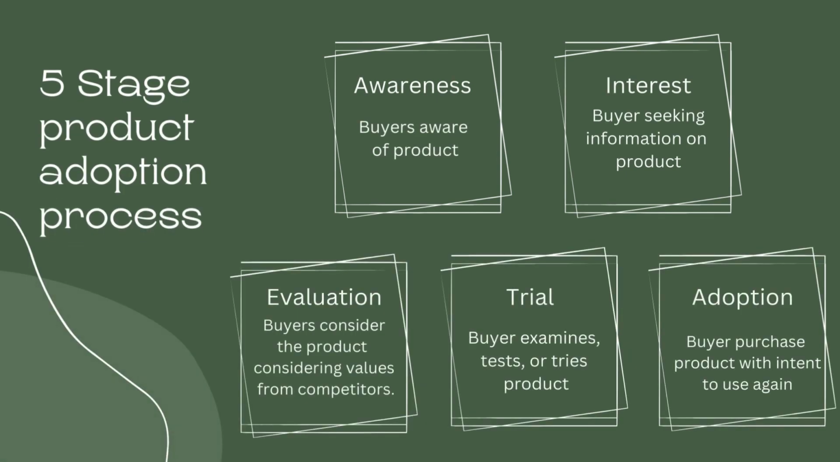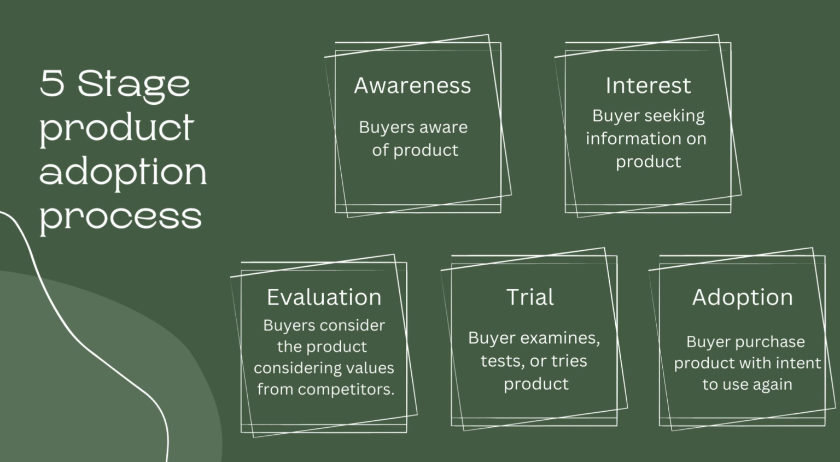Moving on up, we have the 5 stages of product adoption: awareness, interest, evaluation, trial, and adoption. Starting off, you have your awareness. The buyer becomes aware of your product. Maybe they see it in a store or an ad online. And then you have interest, which is the buyer seeking information on the product. This is maybe when they'd go to your website and learn about your company's history or learn what's in your certain product.